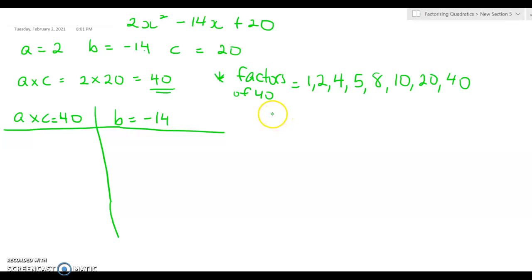Now, first, let's just use what gave us 40. 1 and 40 give us 40. Cool. 5 and 8 will give us 40. We can choose 4 and 10, which give us 40 as well, or 20 and 2. Now, it's a little bit difficult. Sometimes you can just see it. If you use 1 and 40, whether you add or subtract that, you're not going to get minus 14. Same thing with 5 and 8. Even if I add that, that's 13, right? If you add or subtract that, you will never get minus 14.